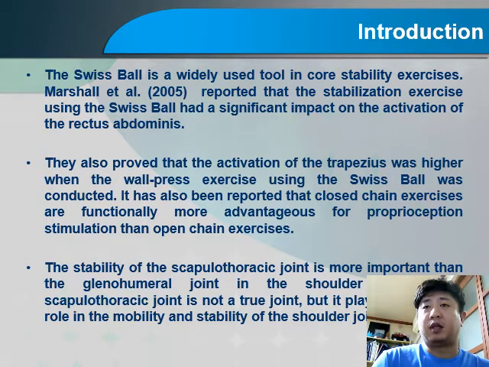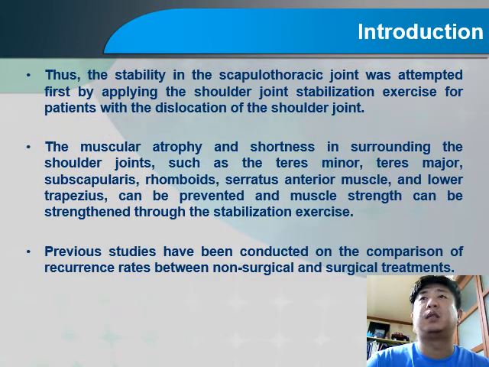The stability of the scapulothoracic joint is more important than the glenohumeral joint in the shoulder joint. The scapulothoracic joint is not a true joint, but it plays an essential role in the mobility and stability of the shoulder joint. Thus, the stability in the scapulothoracic joint was attempted first by applying the shoulder joint stabilization exercise for patients with dislocation of the shoulder joint.